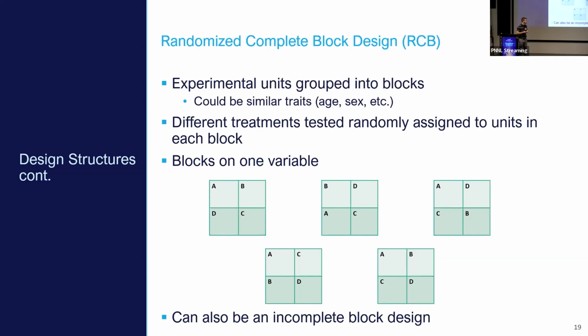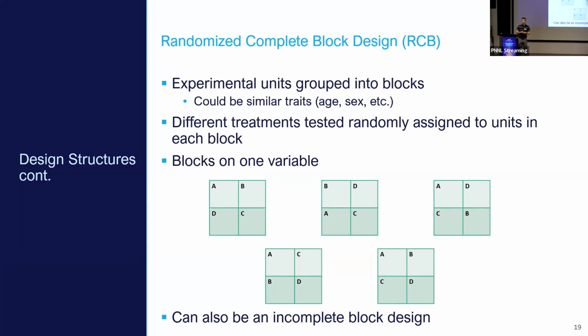So perhaps in this case, because there's 5 blocks, maybe we're looking at different age categories, maybe people in their 20s, 30s, 40s, 50s, and 60s. So once we've already blocked for age, then we randomly assign the treatments of A, B, C, and D into each of those different age categories.